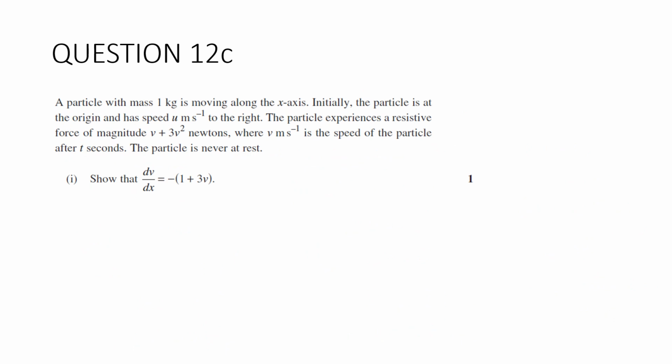Question 12c. A particle with mass 1 kilogram is moving along the x-axis. Initially the particle is at the origin and the initial speed is u meters per second to the right. The particle experiences a resistive force of magnitude v plus 3v squared, where v is the speed of the particle after t seconds. The particle is never at rest. Show that dv/dx is equal to negative brackets 1 plus 3v.